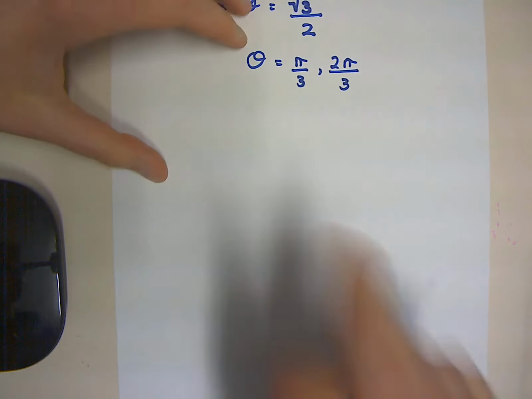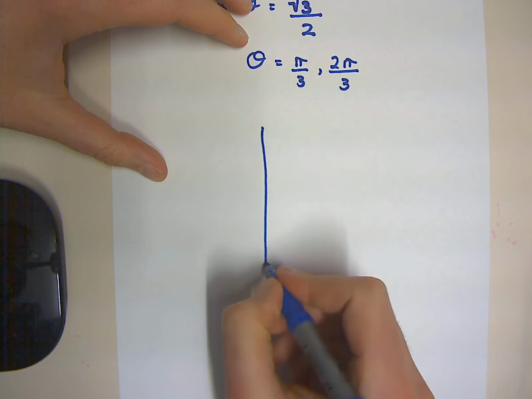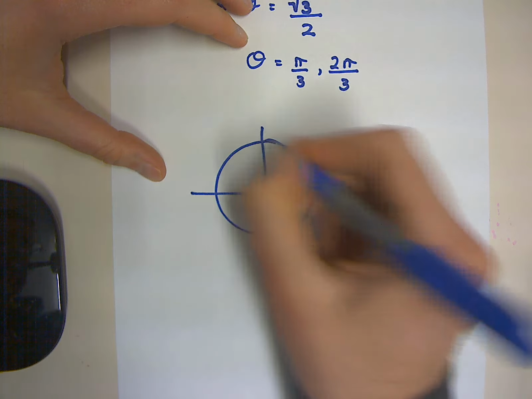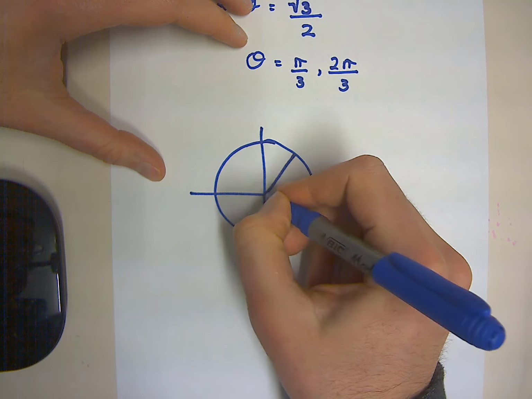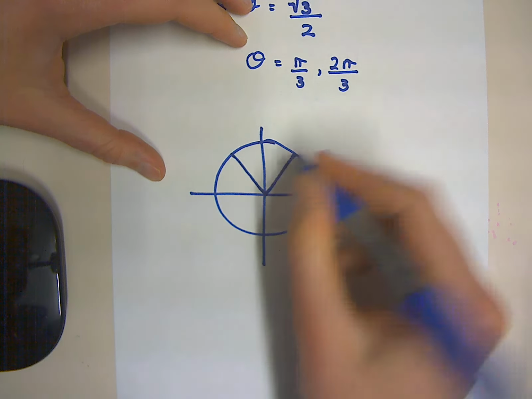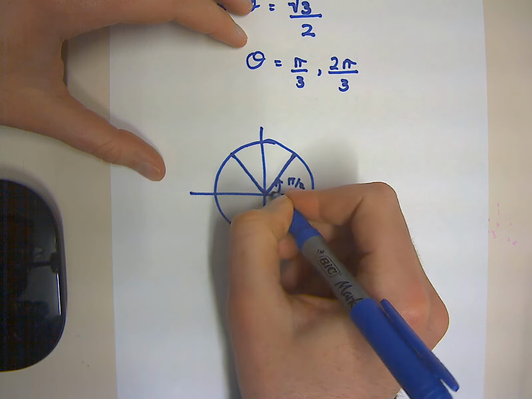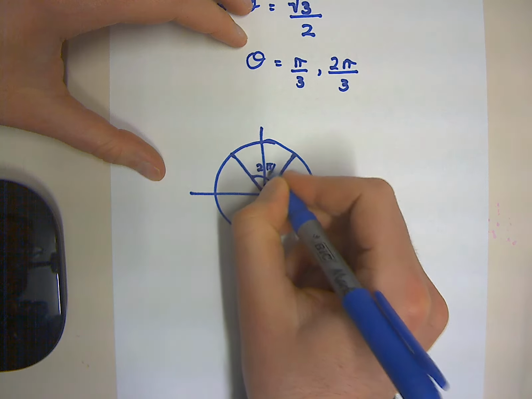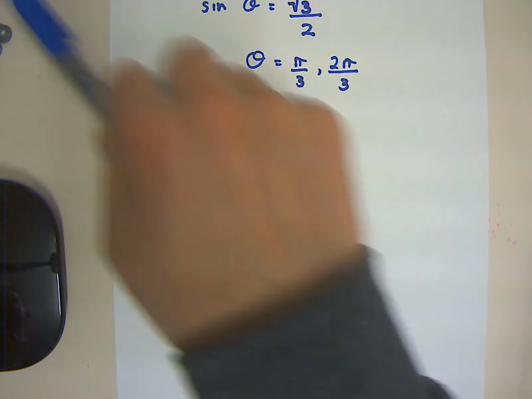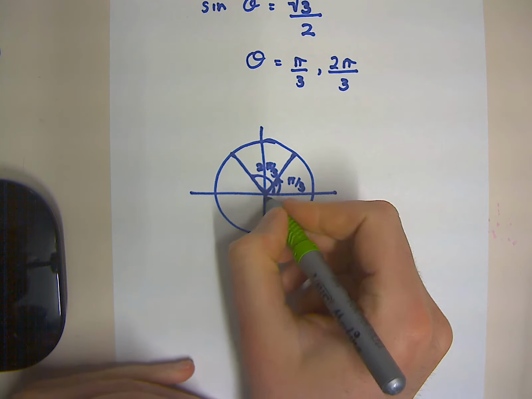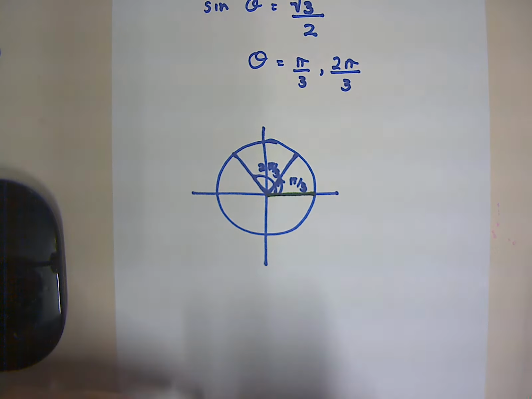Now if I just draw a unit circle again, we had pi on 3 being about there and 2 pi on 3 being about there, so that's pi on 3, and that there is 2 pi on 3. Now if I'm working on angles, the angle is always between the positive x-axis and the line from the origin to P, so it's there.